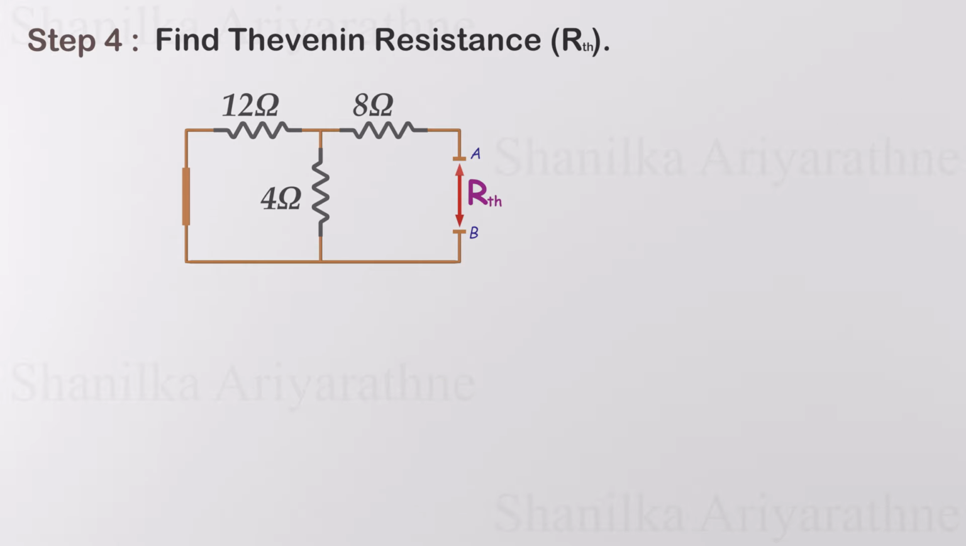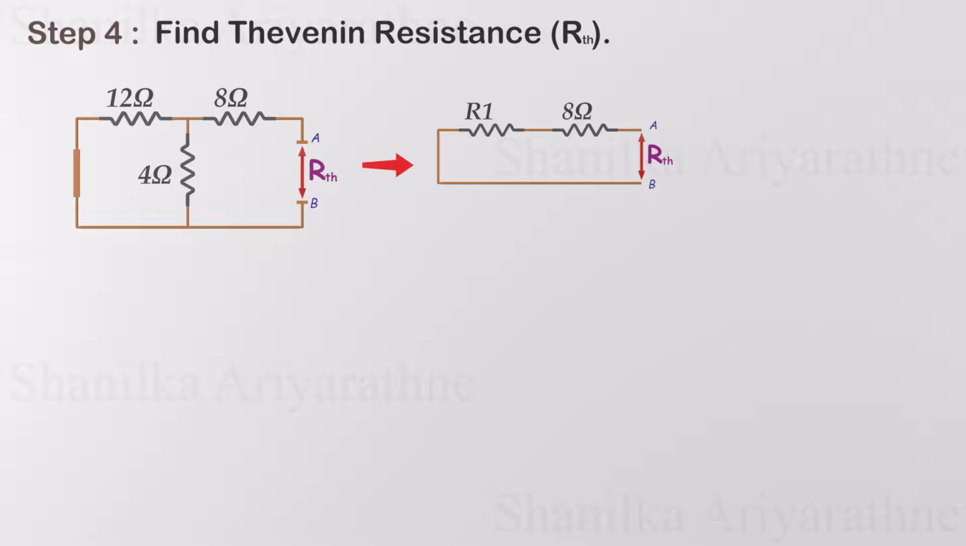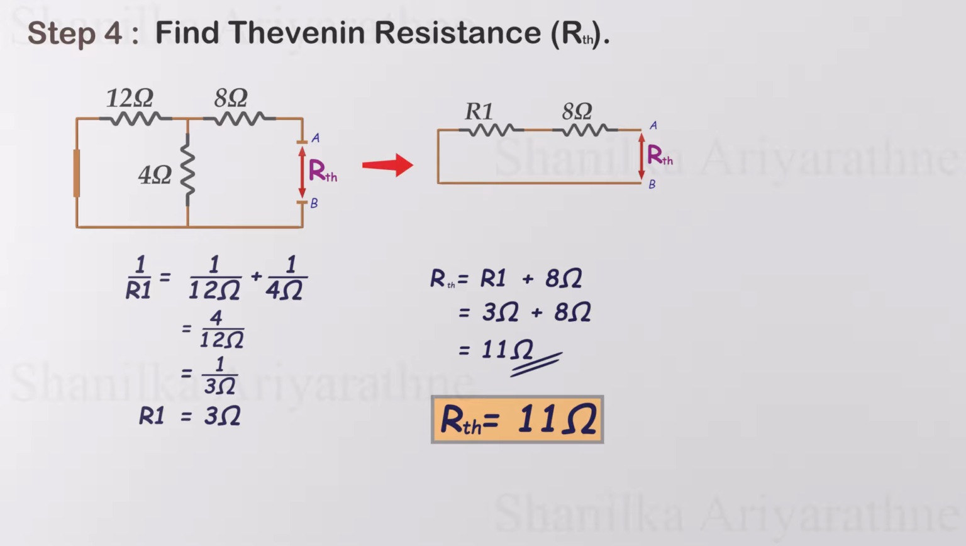To calculate the resistance, we combine the resistors in series or parallel as needed to find the total resistance. In this case, the 4 ohm and 12 ohm resistors are connected in parallel. By solving for their equivalent resistance, we simplify the circuit. First, we calculate the total resistance of the parallel connected resistors. R1 is equal to 3 ohms. Next, R1 is in series with the 8 ohm resistor. Adding them gives us a total resistance of 11 ohms. This is the Thevenin resistance of our circuit.